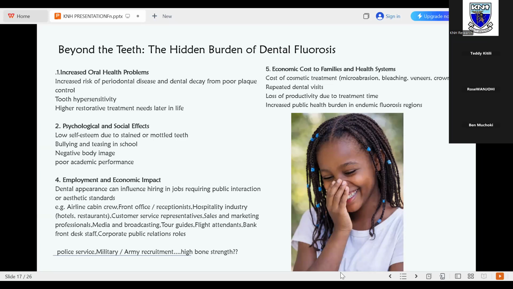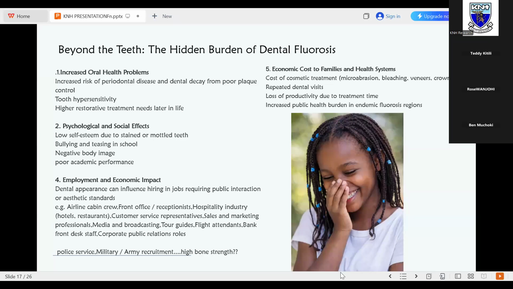The reason is there are some careers that are really keen on aesthetic standards, because these jobs require a lot of public interaction, for example, in the front office, in journalism, and many others. And in special forces, that is the police and the military, they usually disqualify you on the basis of dental fluorosis. Not really because they need high aesthetic standards, but I think because if you have dental fluorosis, you definitely have skeletal fluorosis, and therefore your bones are not strong enough.